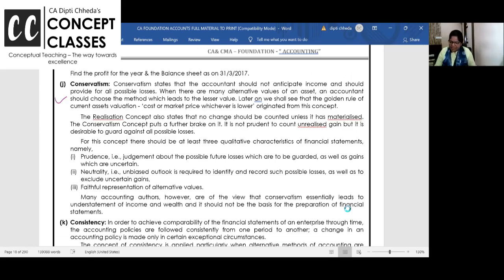Next concept is conservatism. I already explained it with realization. All these concepts are overlapping.